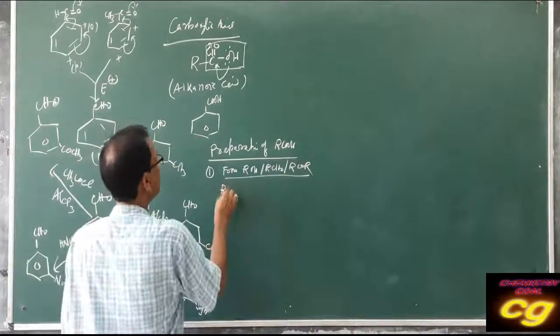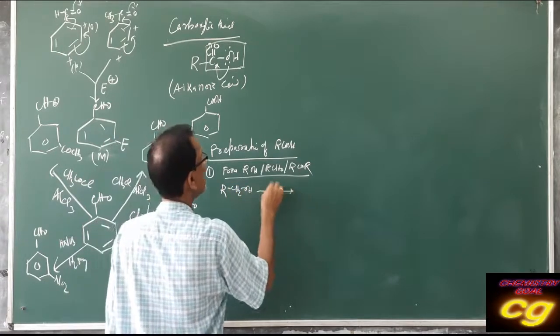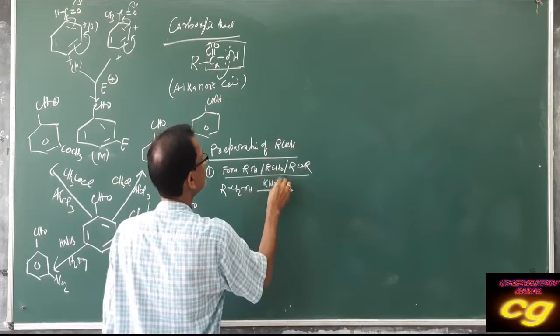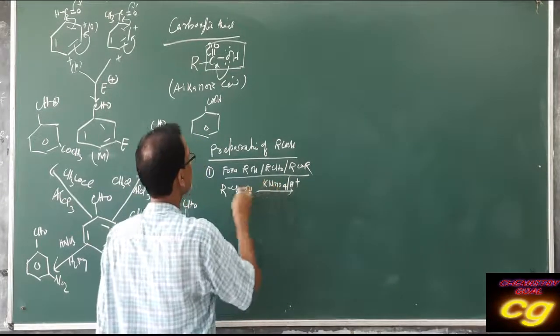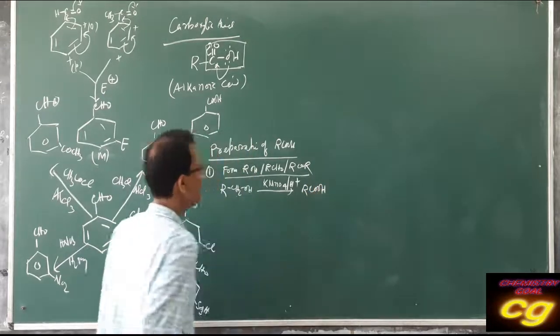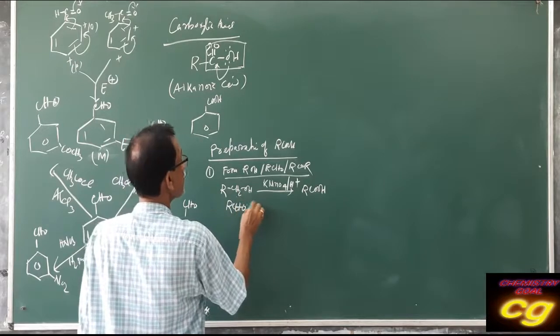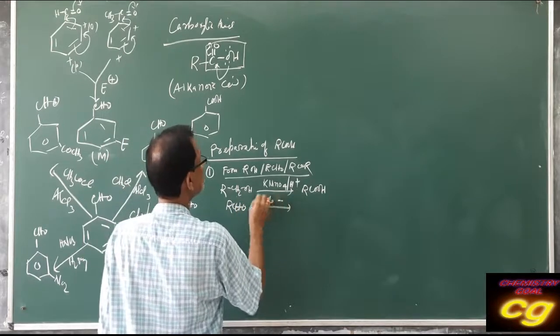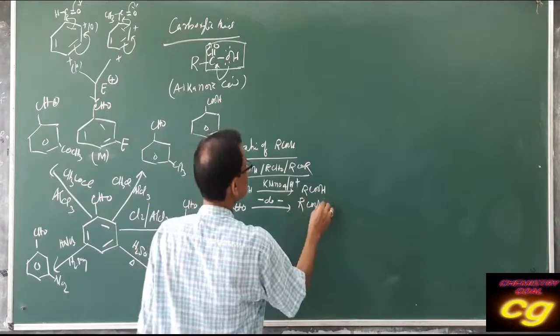If you take RCH2OH, oxidation by acidified KMnO4, the result is RCOOH, an acid. Similarly, if you take aldehyde, with the same KMnO4, the result will be RCOOH.